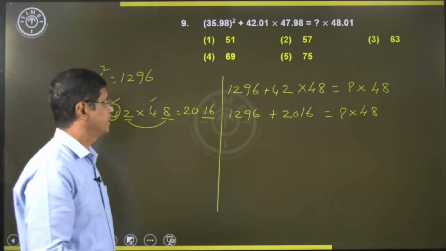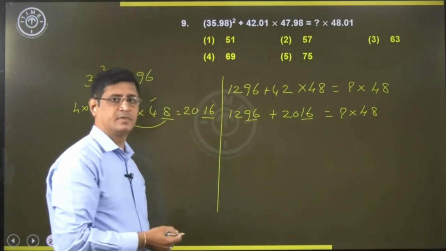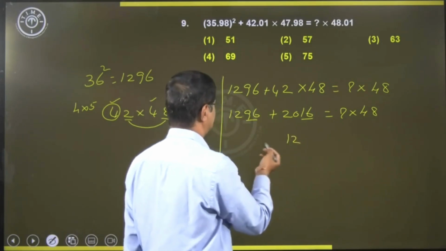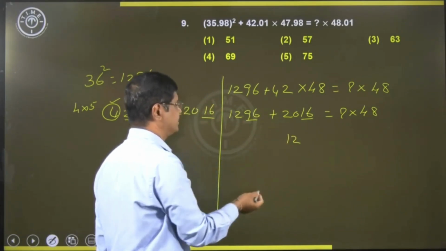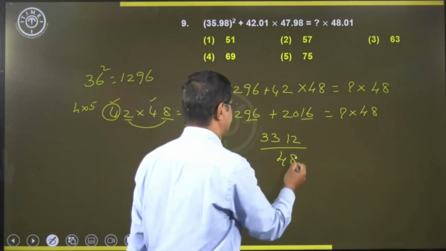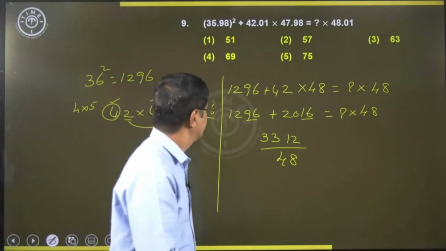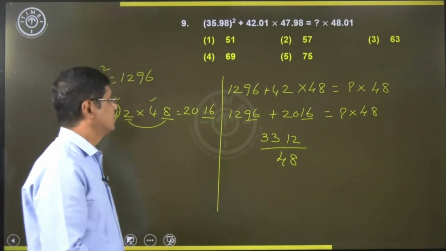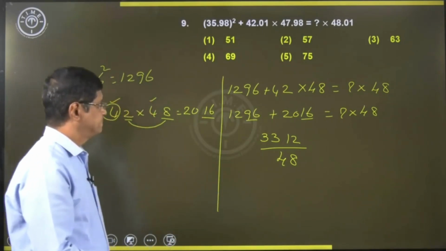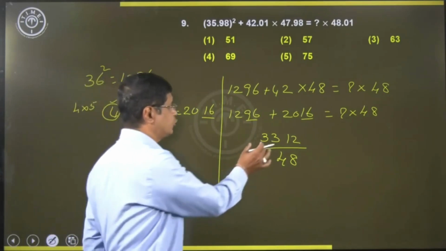Just simplify this. What is the result? Now 16 plus 96, that is 112. 112 means I am taking 12. So 12 plus 20, 32 plus 1, 33 by 48. Okay. Now what is the result here? Simplify this. It was how many times? 48. 48 means approximately 50. 50 into how many times is equal to 33?